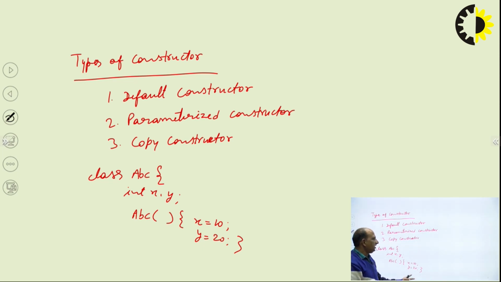If we have not initialized something, then x and y will be initialized with their default value, that is 0 for int type. So this default constructor, even if not created in your program, is available by default to create an object. In the previous program we have seen that I have not created this constructor, but we can still create the object of this class ABC.